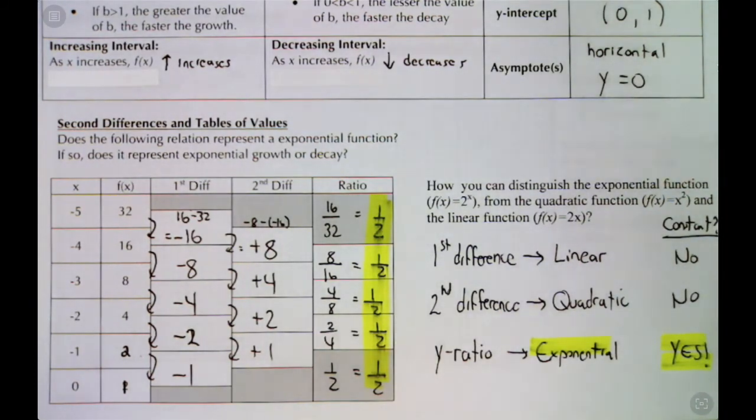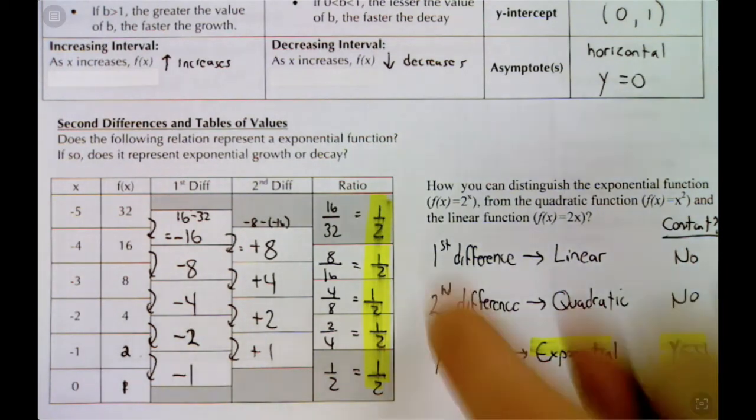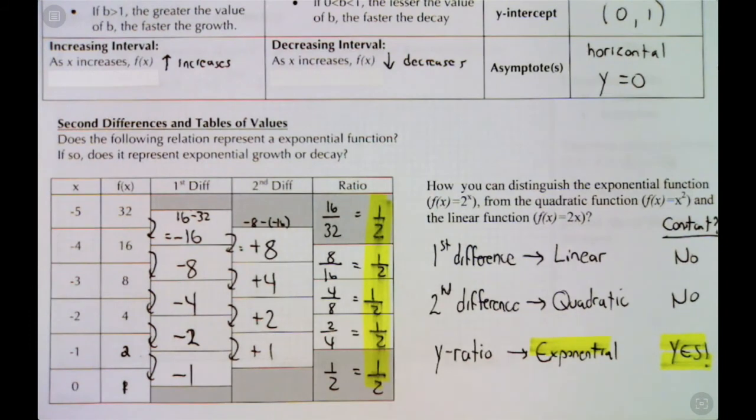So, given a table, we can look at first difference to find if it's linear. Second difference is to find if it's quadratic. And if it's neither of those, we can do a Y ratio of the Y values, the Y ratio, and see if it's exponential. And in this case, it was exponential. And in fact, this half has significance that we'll see going forward in the unit.